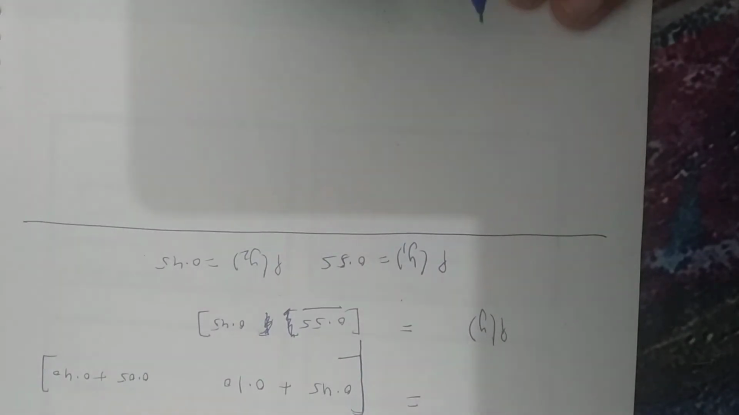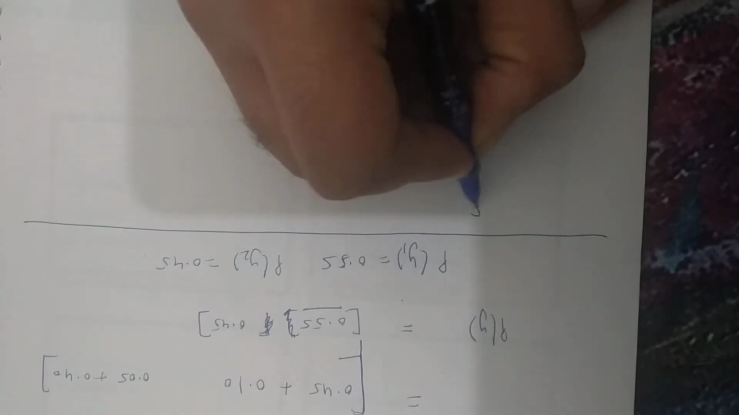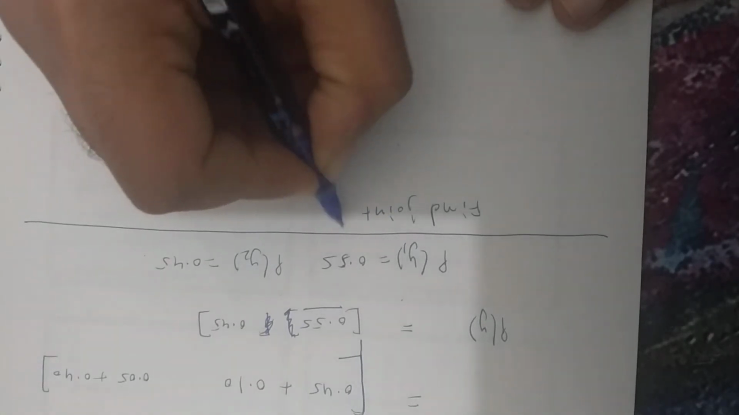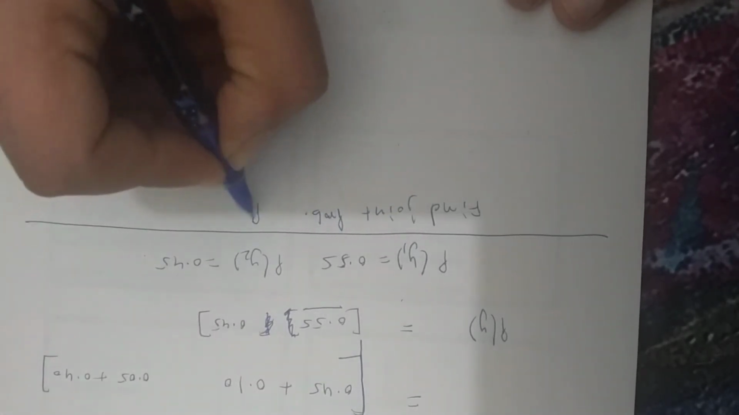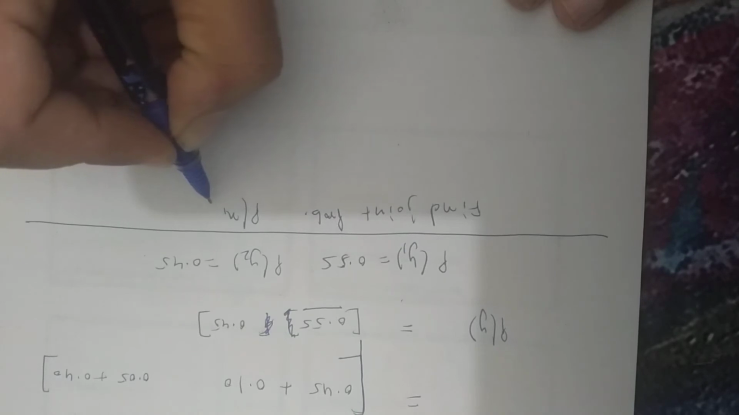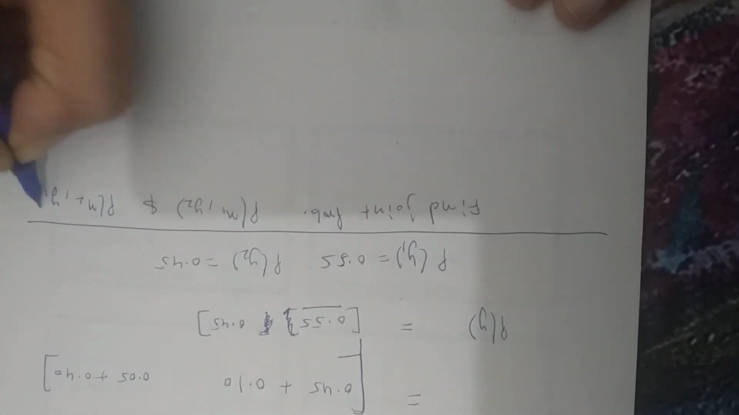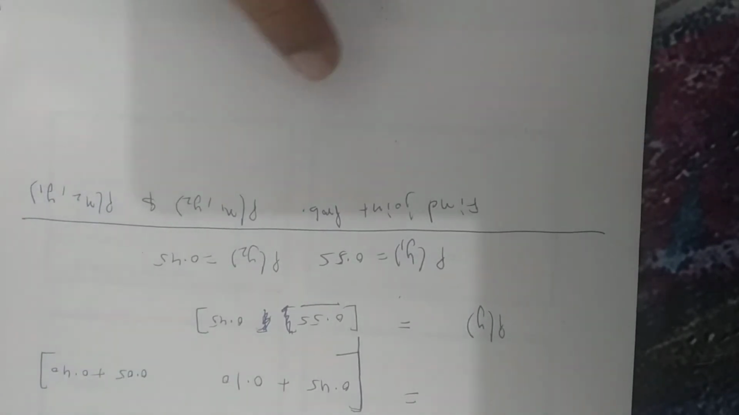Now we will move on to the second part of the numerical, that is, find out the joint probability. For the same numerical, we will do one thing more. We will find the joint probability for P x1 comma y2 and P x2 comma y1. So we are going to find the joint probability as well for the same numerical.